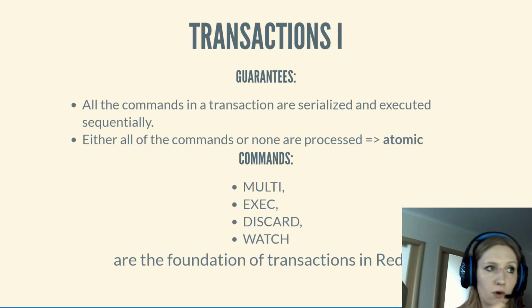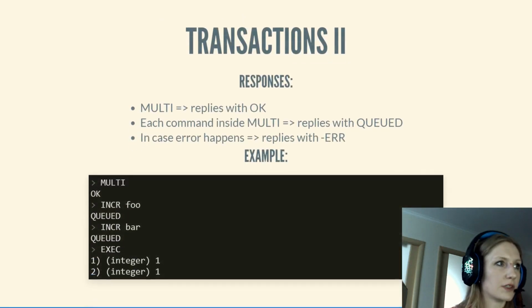There are 4 commands to produce transactions: MULTI, EXEC, DISCARD, and WATCH. MULTI is used to start a transaction, EXEC to execute the transaction, DISCARD if you want to flush all the queued commands, and WATCH is a special command used for the so-called check-and-set behavior of Redis transactions.